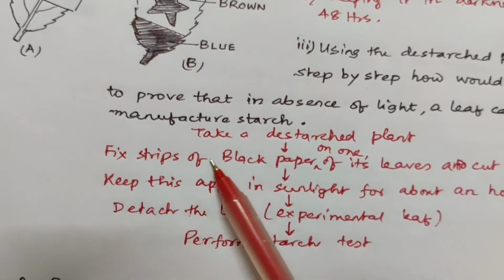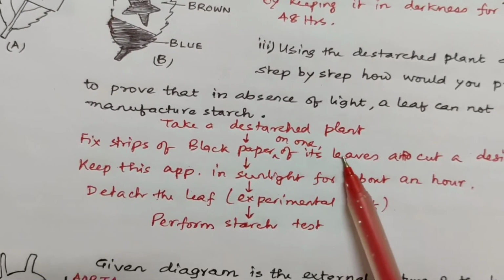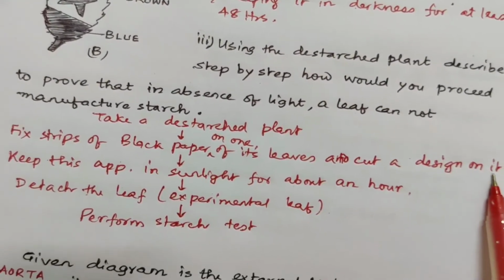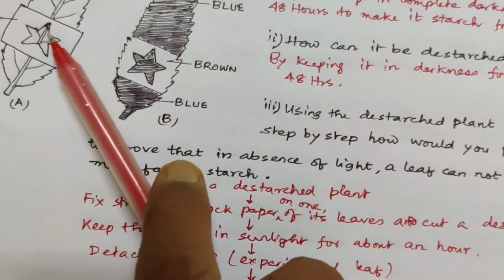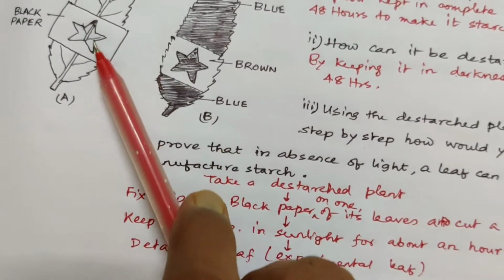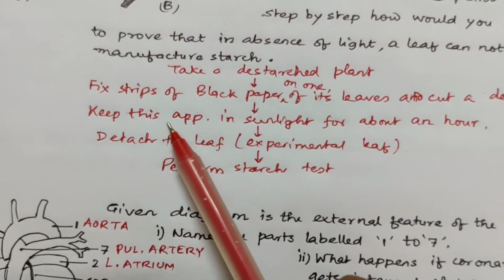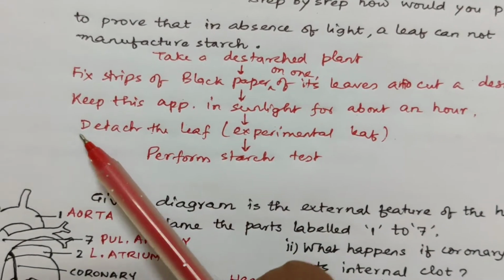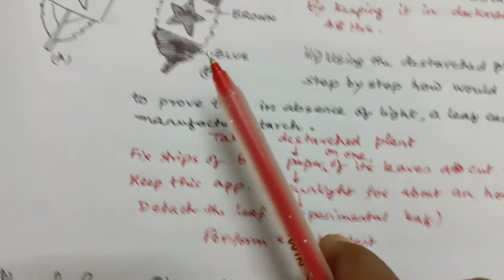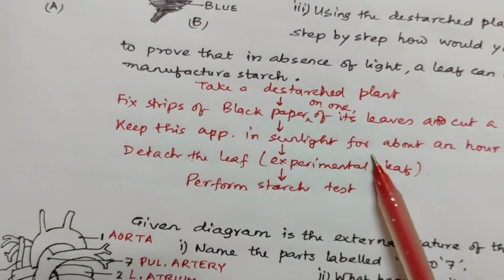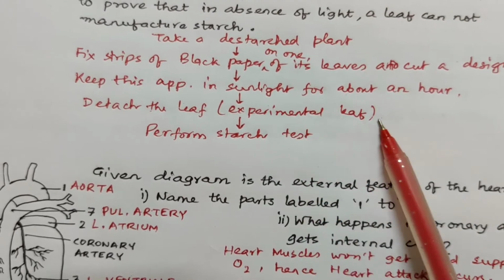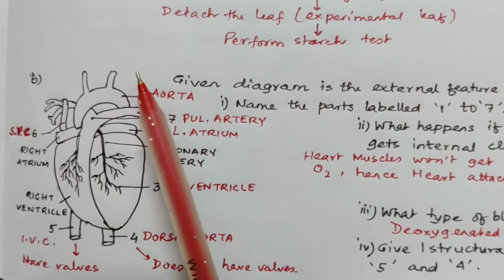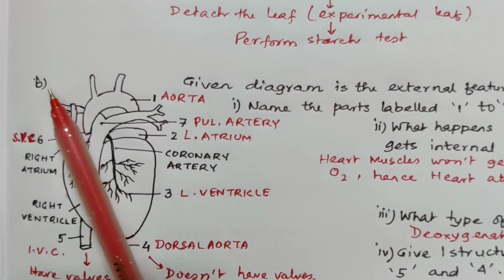You can see, fix strips of black paper on one of its leaves, that is known as the experimental leaf, and cut a design on it. Here the design that is marked is star-like. You can put any design over here. Next is to keep this apparatus in sunlight for about an hour. Next is detach the leaf. This experimental leaf you have to detach from the plant and then perform the starch test on it. So that's it.